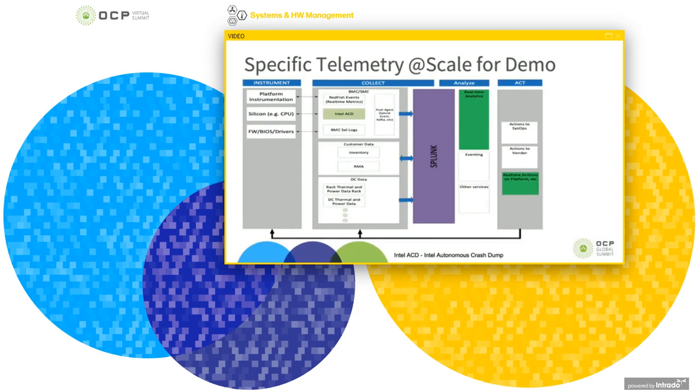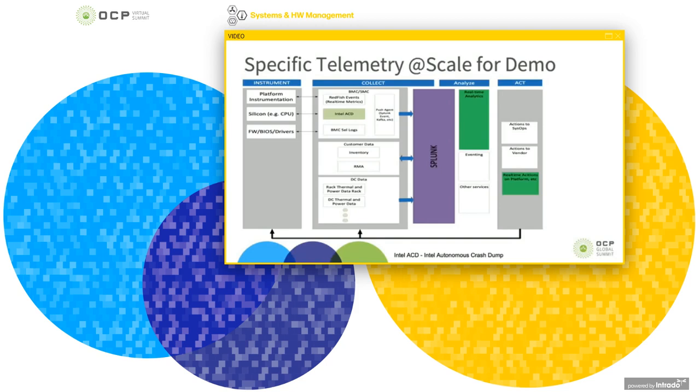Together, Intel and Splunk have implemented a reference design of the generalized architecture. Intel CPUs provide a rich amount of telemetry out of band, as well as the ability, in the event of a failure, to perform Intel autonomous crash dump. The OpenBMC plugin is able to push Redfish event metrics, BMC SEL logs, as well as any ACD information collected to Splunk in real time.